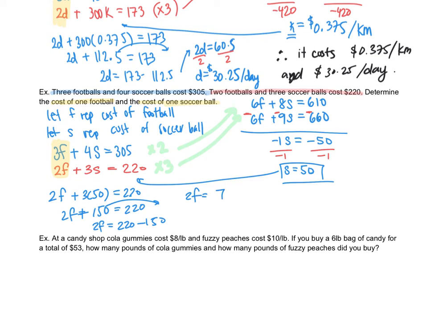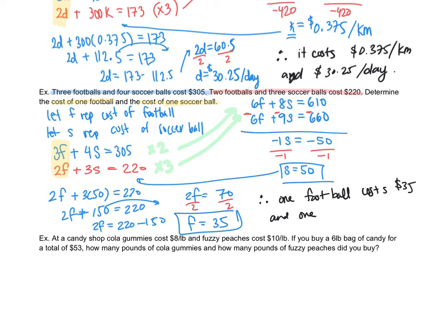And we get 70. And then we can divide both sides by 2 to get $35 for the football. Now, if you got both of those answers, that's great. All you have to do now is check your work to make sure you have your therefore statement. Therefore, one football costs $35 and one soccer ball costs $50. And that's it.